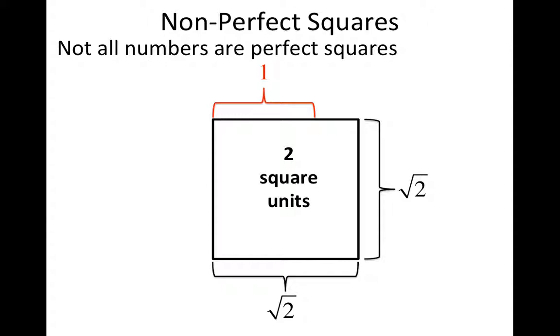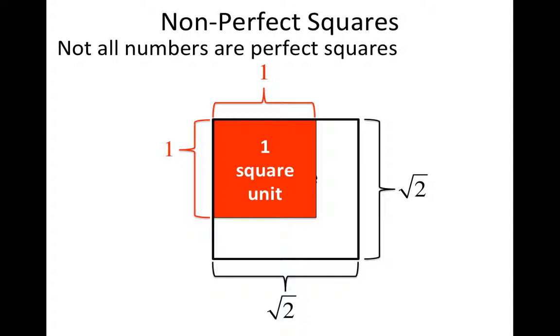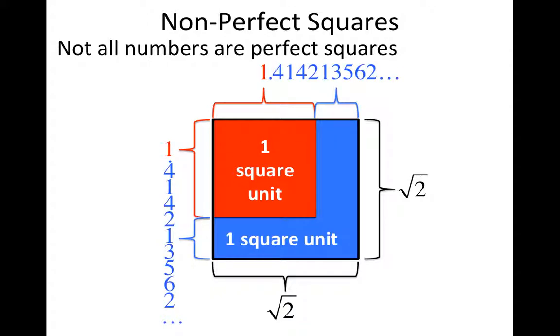Now, let's draw our first one and 1. These are both units of 1. So that red square is 1 square unit. Then what's remaining in blue is also 1 square unit. And you'll notice that to get the 1, obviously it's 1 by 1. But to get the part in blue, I have to add 0.414213562, and actually that number goes on forever.